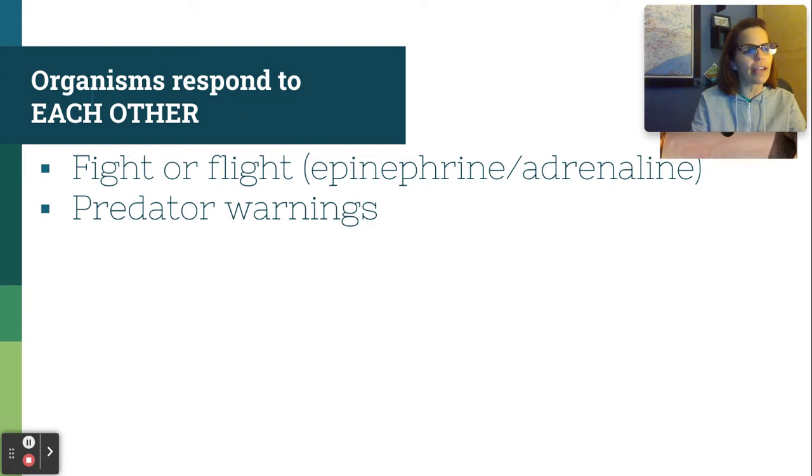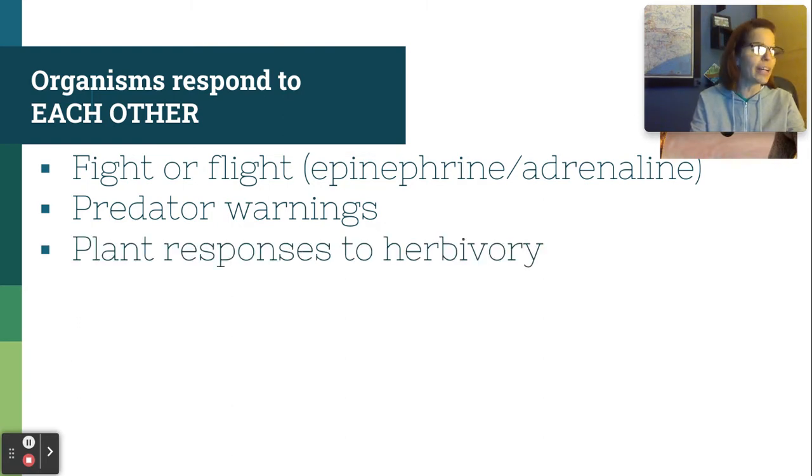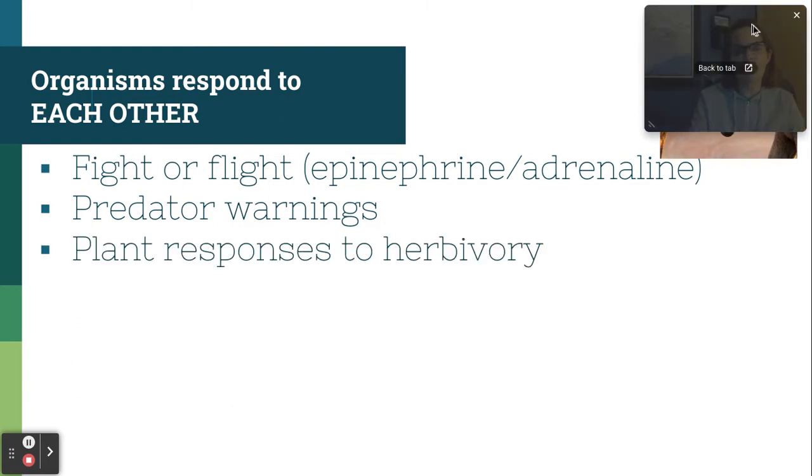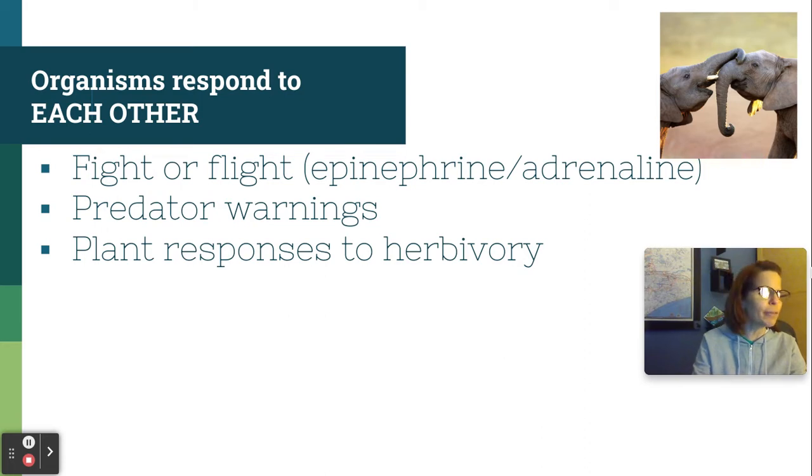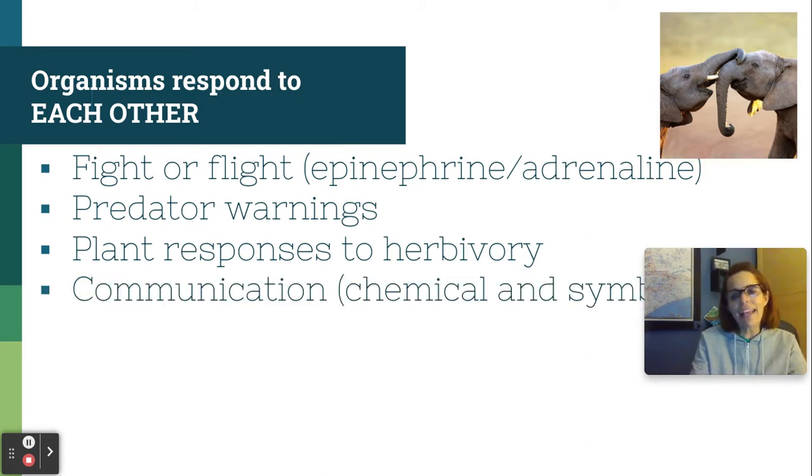We talked a little bit about the epinephrine response in our cell signaling unit, I think. We talked about predator warnings. They might have bright colors to warn predators away. Plants respond to herbivory in numerous different ways, like by having thorns or by producing toxins. And they can communicate. And there's different forms of communication.